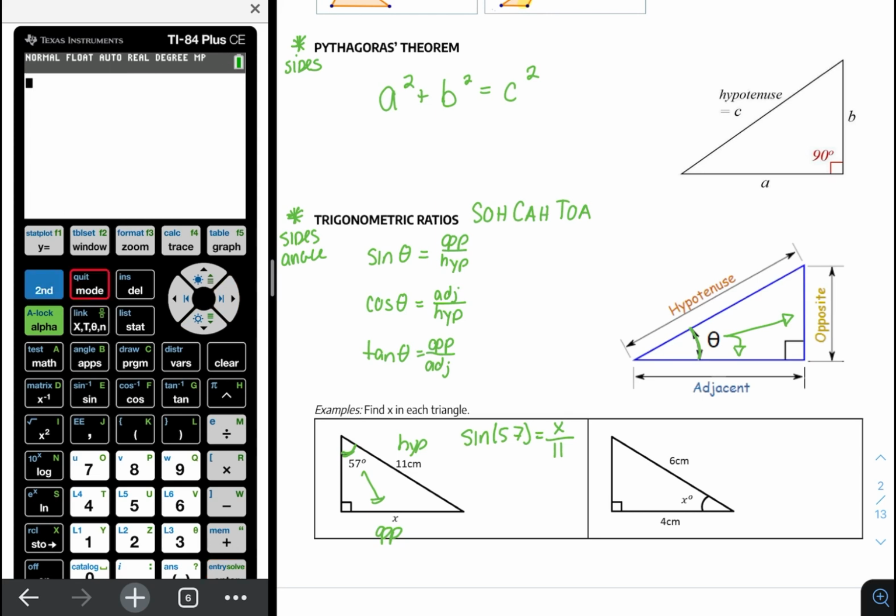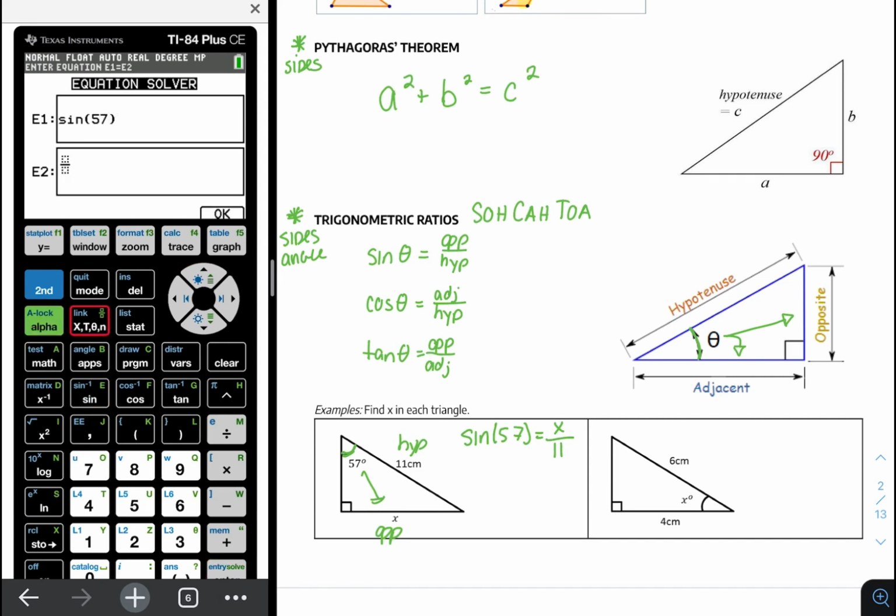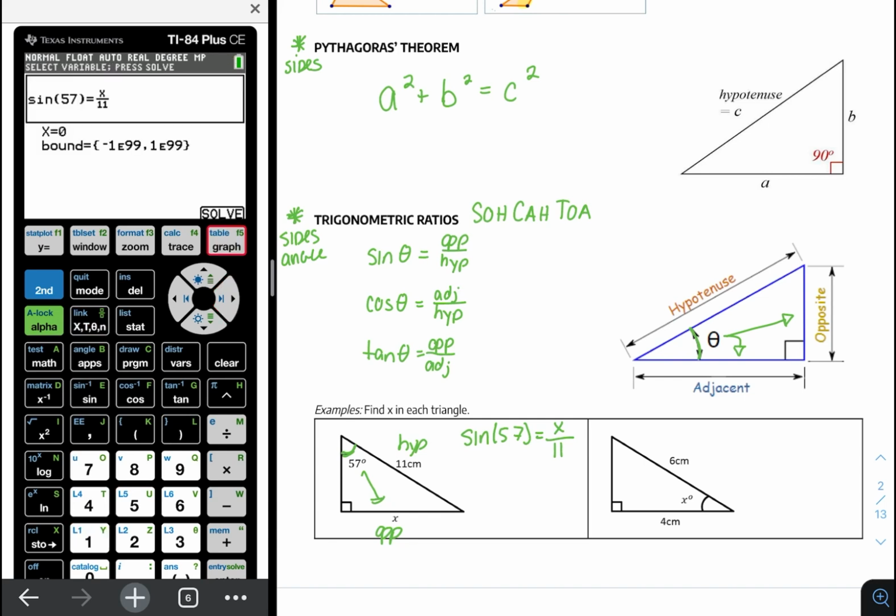So I'm going to go into numeric solve, math up, and in numeric solve, I have on one side of the equal sign, so in one box, sine of 57, and in the other box, I have my fraction x over 11. And then I click on the graph button in order to solve, and I get that the value of x is equal to 9.23 if I round to 3 significant figures.